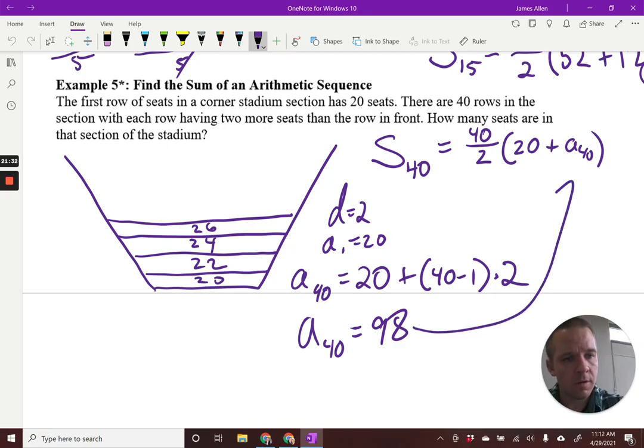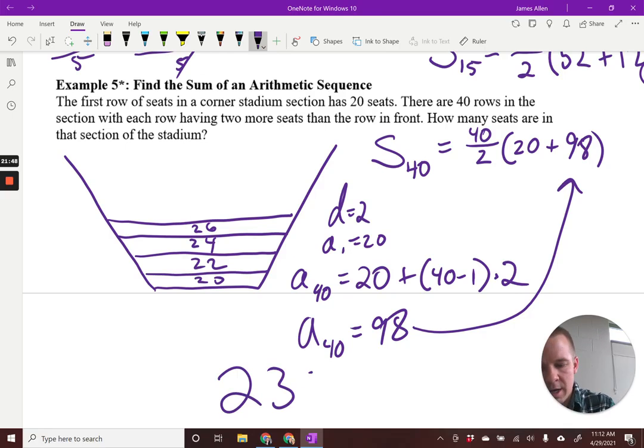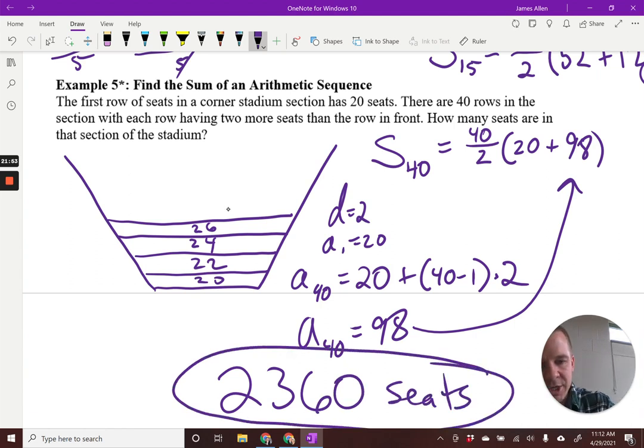So, pop that guy over here. And we're going to plug that all into our trusty TI-84 calculator. I've got 40 over 2, or 20, times 20 plus 98 in parentheses. 2,360 seats in that section. So if I'm the dude that's ordering that stuff, yo, Super Seats Unlimited, I need 2,360 seats for the corner of this stadium that I'm building.